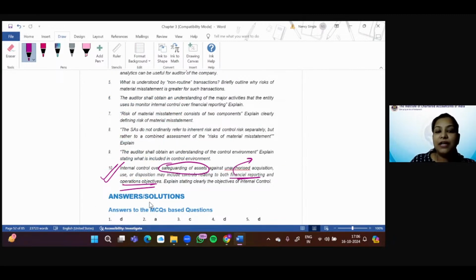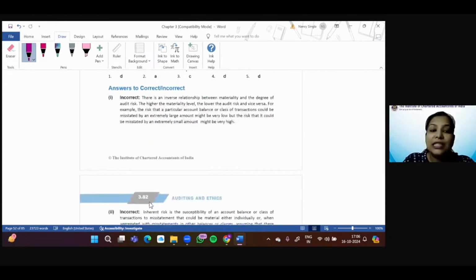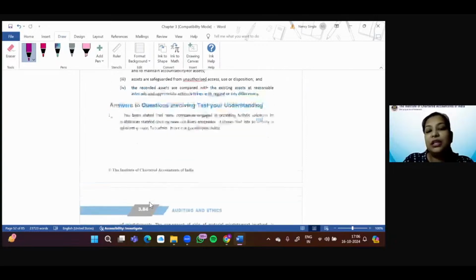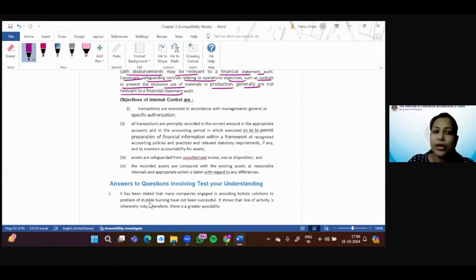Internal control over safeguarding of assets against unauthorized acquisition, use, or disposition may include controls relating to financial reporting and operation objectives. Explain. So explain this, stating clearly the objectives of internal control. Now it is asking for the objectives of internal control also. So what are the various objectives of internal control?